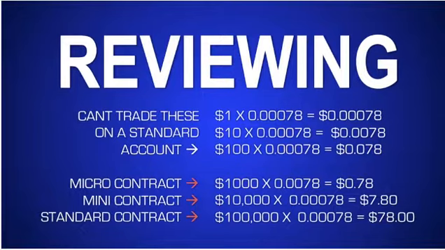On a mini contract, you can make $1 per pip. So in the event that you happen to go up 7 pips, that makes sense that you made $7.80. Now remember, on a standard account or standard lot, you can make $10 per pip. So it makes sense that when you've made 7 pips out of the market, if you take 7 times 10, you've now made $78.